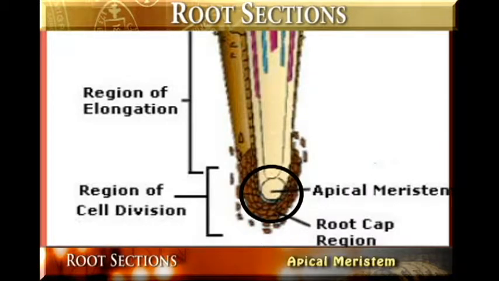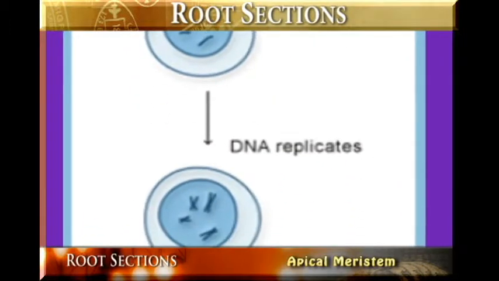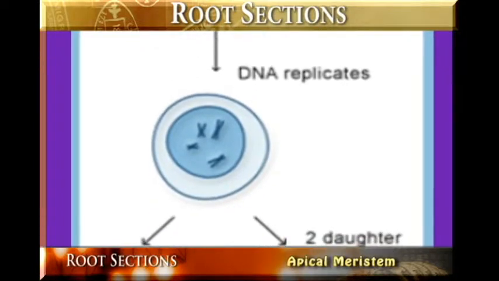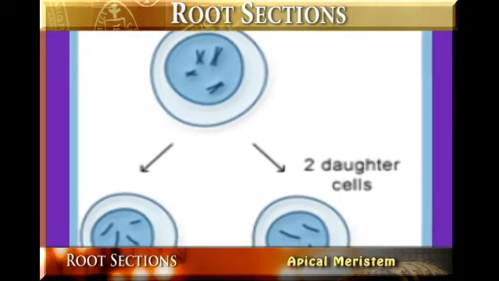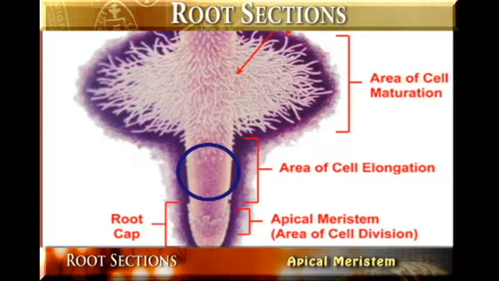Now the region of cell division is also called the meristematic region, and it is the region where the growth of the root system takes place. It continuously divides, the cells in that area continuously divide by mitosis, giving us new cells, which are transferred to the region of cell elongation.